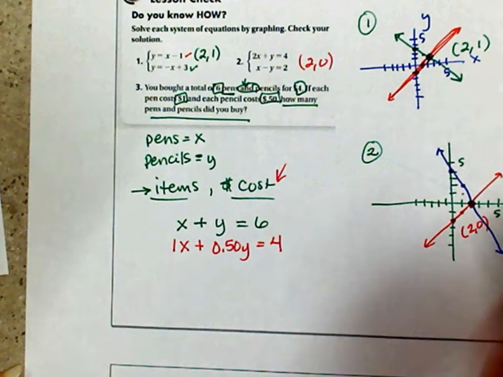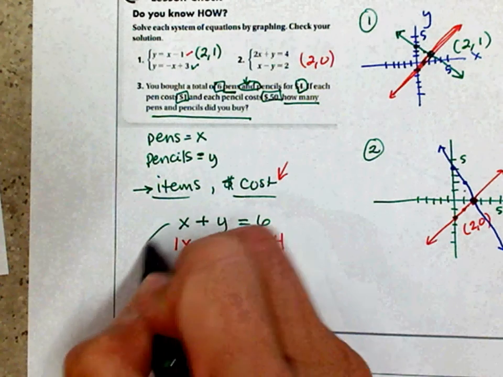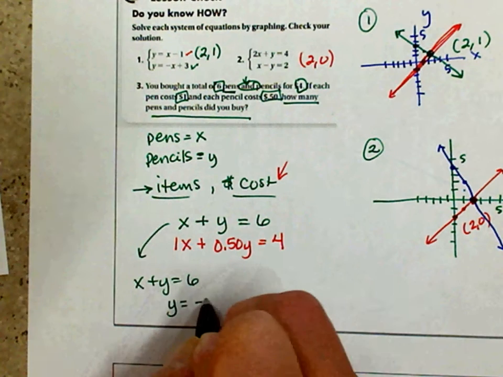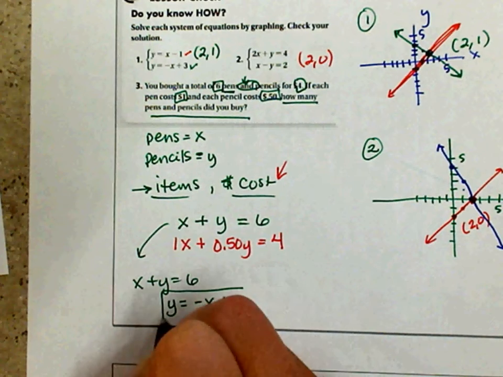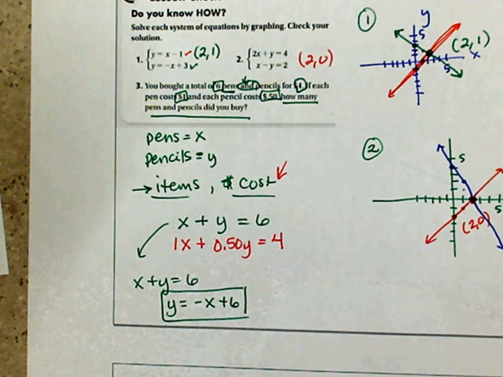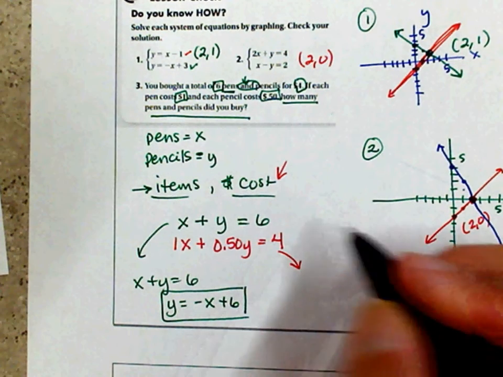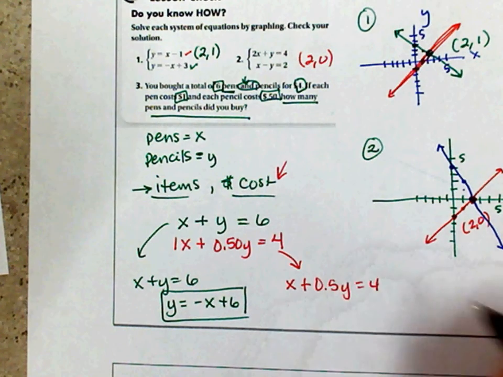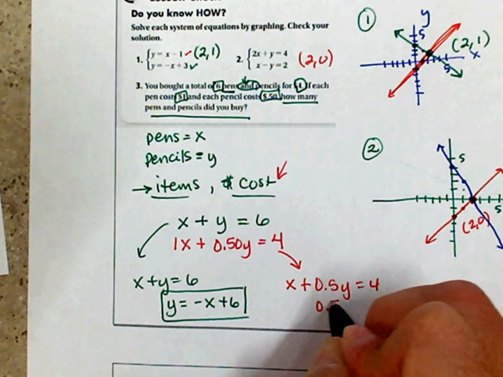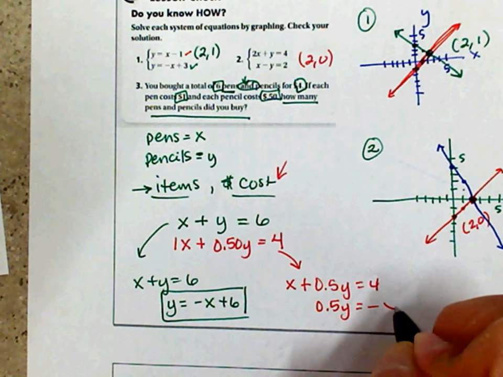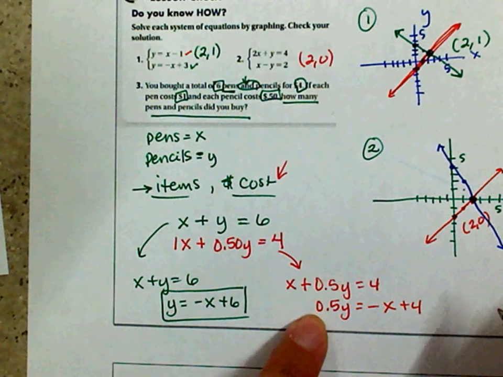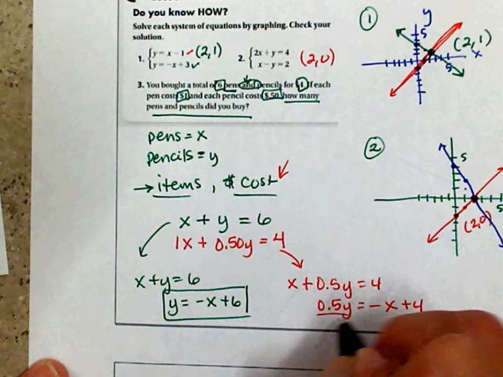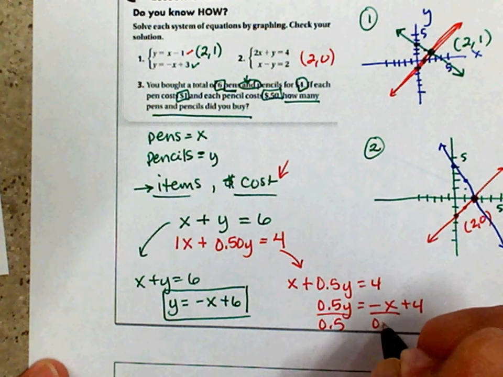All right, so we're going to solve this one for y. So x plus y is equal to 6. Y is equal to negative x plus 6. Did you guys see that? Set the other one also. X plus 0.5y equals 4. Solve for y. 0.5y is negative x plus 4. Since this is 0.5, a decimal, I'm going to stick with a decimal. Divided by 0.5, divided by 0.5, divided by 0.5.